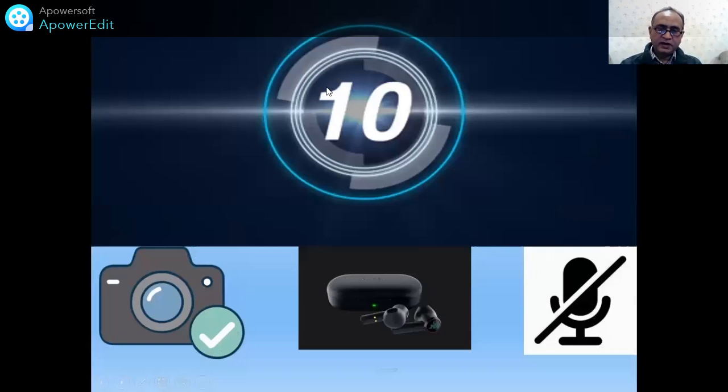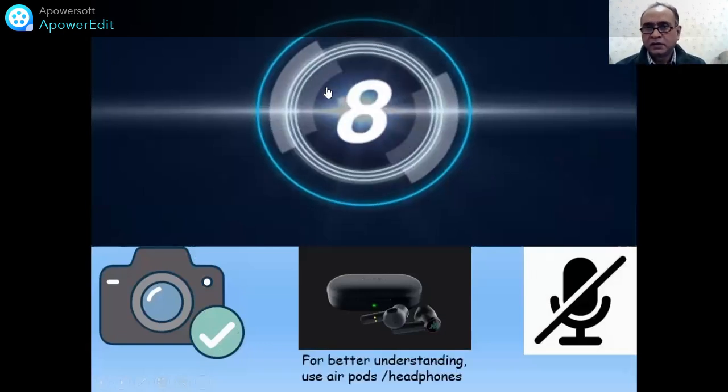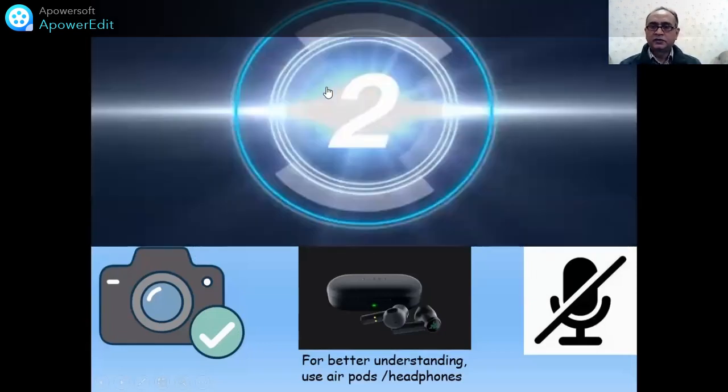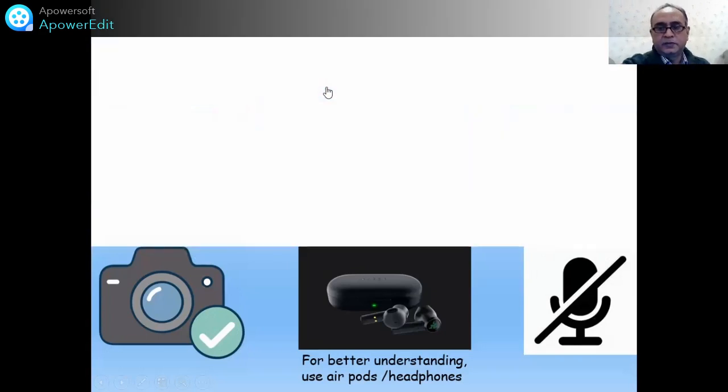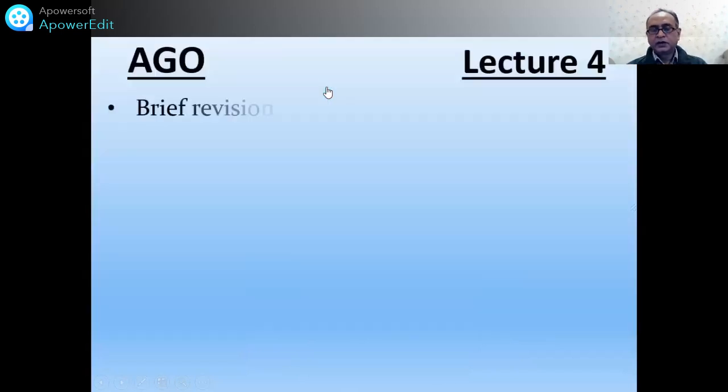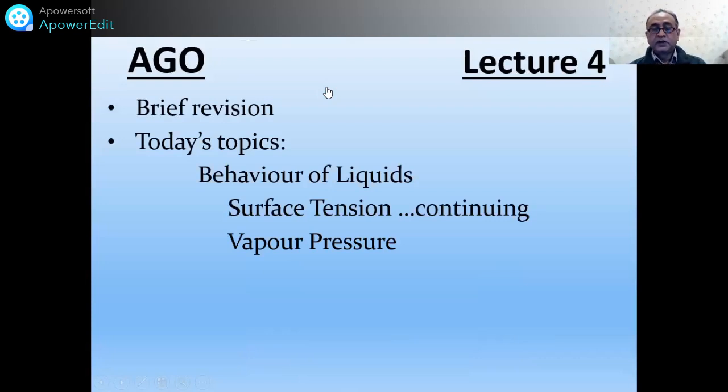So it's your chemistry class, fourth lecture in all, and we are doing chapter number 2, right? And what are we going to do today? Again, very brief revision. We are doing the topic of behavior of liquids. Surface tension we did yesterday. Today we'll see what its impacts are, and we'll wind up this second part of chapter number 2, the liquids, after studying vapor pressure. Okay.